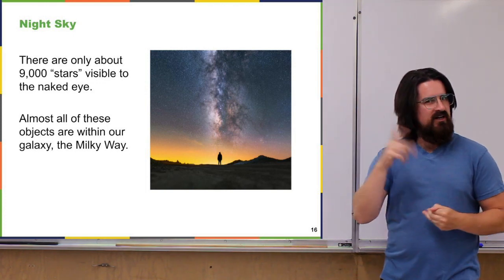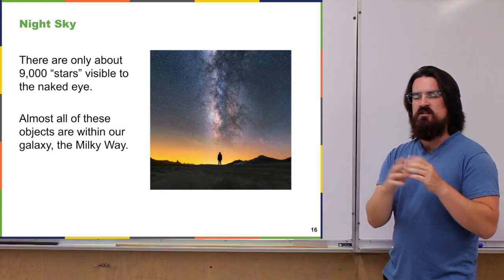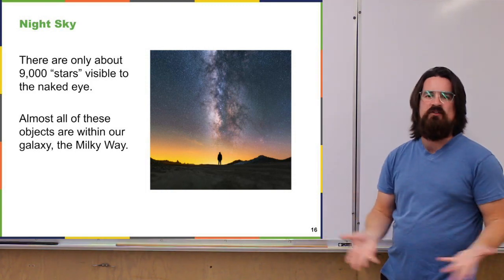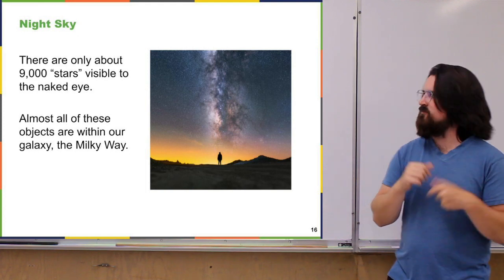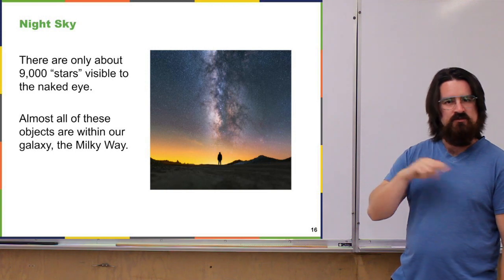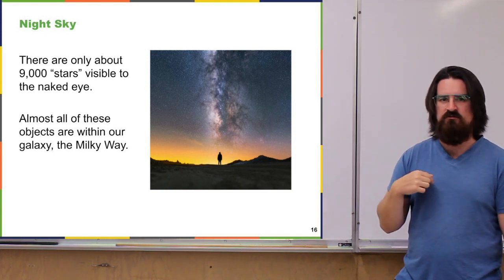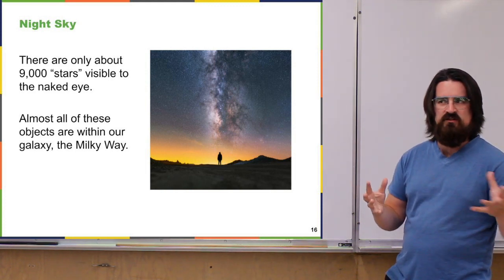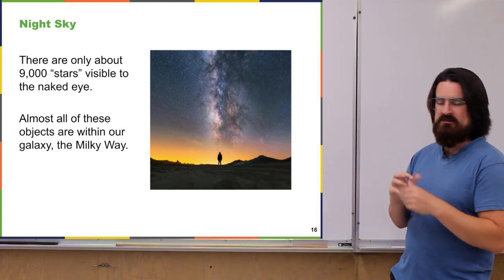Apparently, there are about 9,000 stars, or objects, that we can see with our naked eye when we look up in the night sky. That includes the northern and southern hemispheres. So in just one hemisphere, maybe around 4,000 to 4,500 objects you would see. Almost all of those objects are within the Milky Way galaxy, the galaxy that our solar system is in. But in the Milky Way, there are some billions of stars and objects, and we only see 9,000.